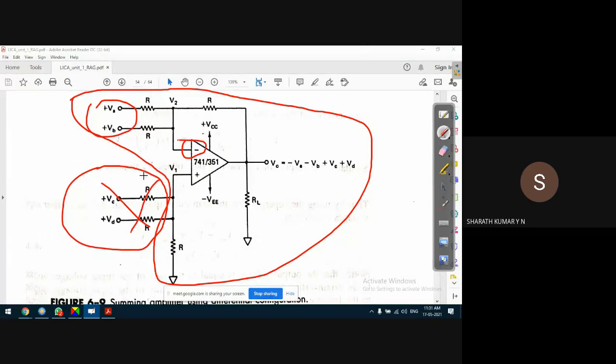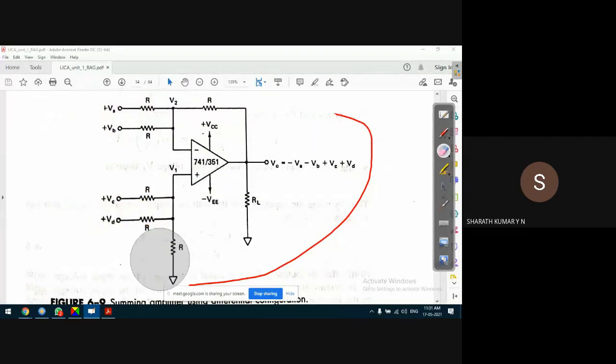So the only difference we are making now is that, to this summing amplifier's non-inverting input terminal, we are connecting 2 more voltages, VC and VD. With that we can achieve what is known as a summer amplifier. That is basically an adder circuit.